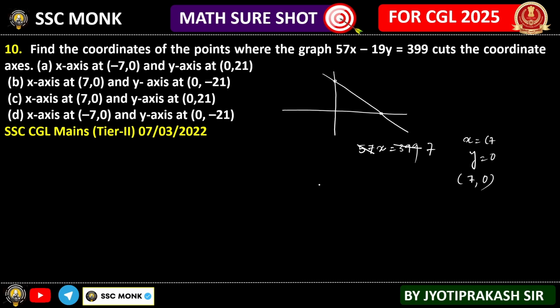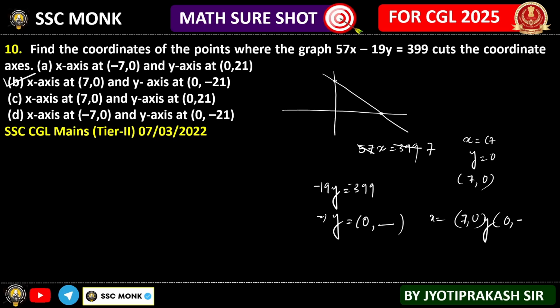Now another point: at the y-axis x will be 0, so minus 19y is equal to 399. So the point is 0 and some value of y, and that will be in minus form, because here minus, here plus, so it will be negative. That means one point is 7, 0 at the x-axis, and at the y-axis it will be 0 and minus something, right? So from all the options, before I solve it, I can find out that this is the only option satisfying that condition.